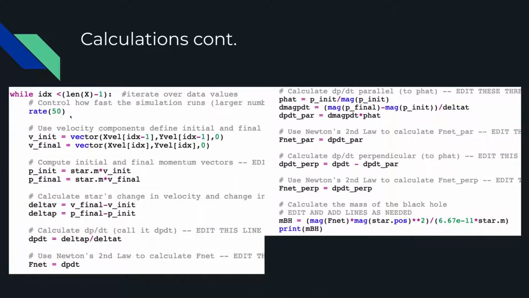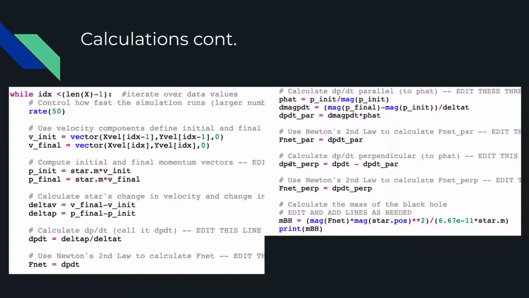And then here we can see where we use Newton's second law by calculating the change in momentum and using that to find dp/dt. And here we have our calculations continued, where we have the initial and final momentums, and we use that to calculate dp/dt, which is the net force. And then over here, we separated our net force into our parallel and perpendicular components using the formula we showed on the last slide.